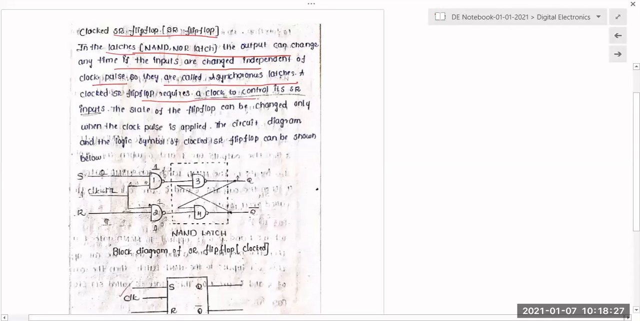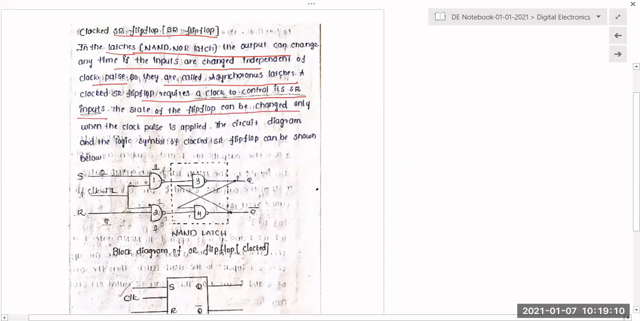A clocked SR flip-flop requires a clock to control its SR inputs. So how we control the SR inputs depends on the clock. As we saw yesterday, whenever the clock pulse is applied, only when the clock value is 1 are the SR values considered: 00, 01, 10, 11. If the flip-flop depends not only on the present inputs but also on the clock pulse, then it is called a clocked SR flip-flop. The output change depends not only on the present inputs and previous output but also on the clock pulse. That is called a clocked SR flip-flop.